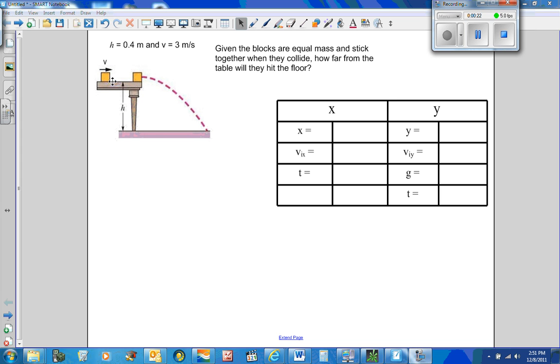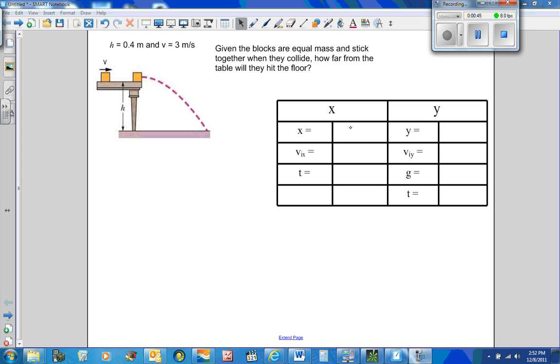I don't think I said that in the problem. Well, the problem is, given the blocks are equal mass and stick together when they collide, how far from the table will they hit the floor? This height is 0.4 meters. This block, on a frictionless surface, is moving 3 meters per second, hits this one and sticks to it, then they descend and hit the floor.